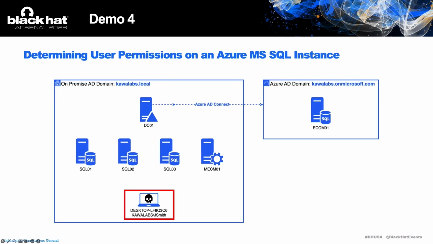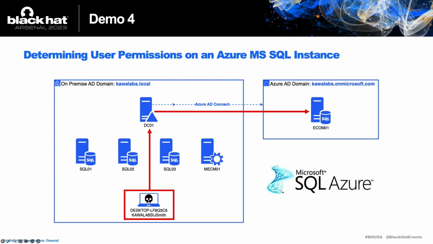In this next demo, I'm going to be leveraging a hybrid Active Directory implementation where AD Connect has been used to tie the on-premise domain with the Azure cloud. This is a pretty common implementation for most enterprise networks. And so in this configuration, I'm going to use Jeff Smith's standard domain credentials to connect to a misconfigured e-commerce SQL database in the Azure cloud and determine what permissions the user has on this e-commerce database.